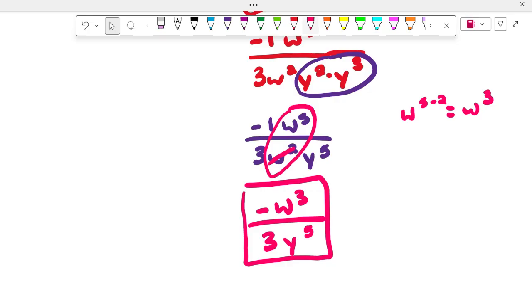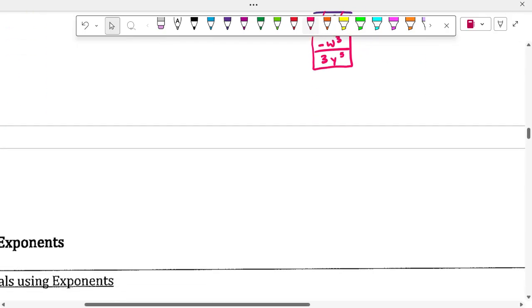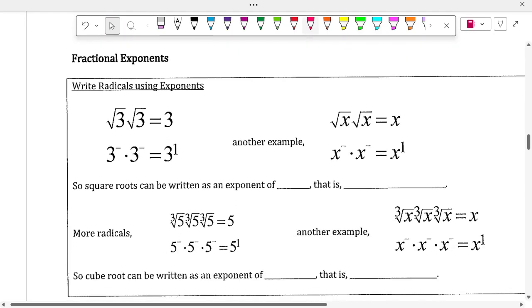All right. Any questions on the negative power rules and the zero power rules? So in other words, if I threw any of these at you, you'd be able to do it. Okay. Last thing we've got to talk about. We're almost done. This one's quick. Fractional exponents. Come on, guys, hang in there. We're almost done.